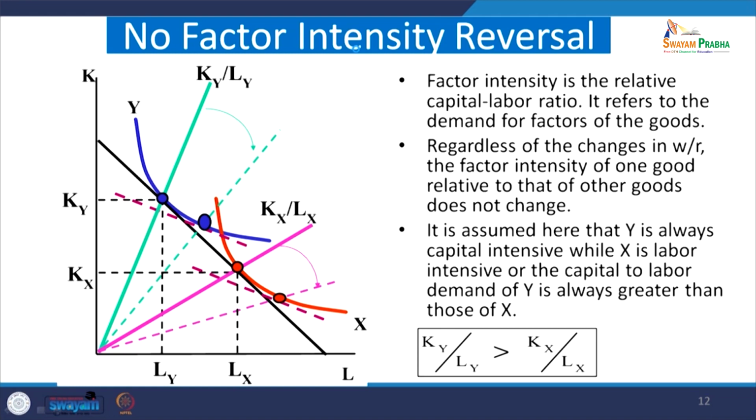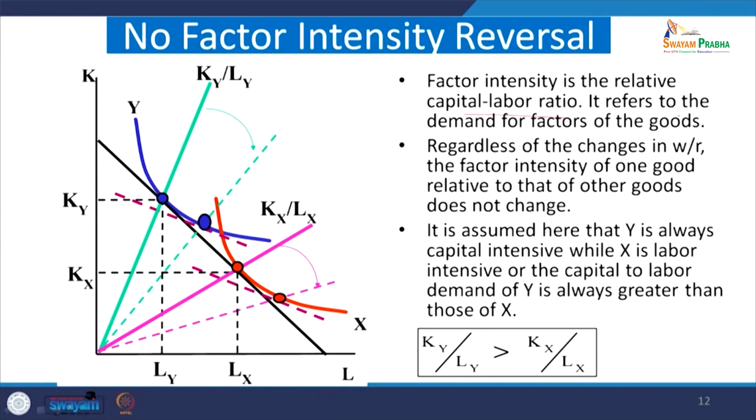Another very important assumption, which we will take up in our empirical testing section as a criticism of the theory, is that factor intensity reversal should not take place while understanding this theory. What do you mean by this? The same product cannot be labor intensive in one country and capital intensive in another country.